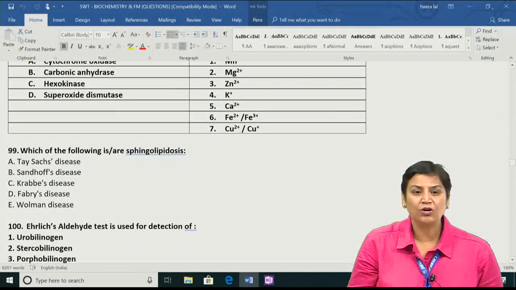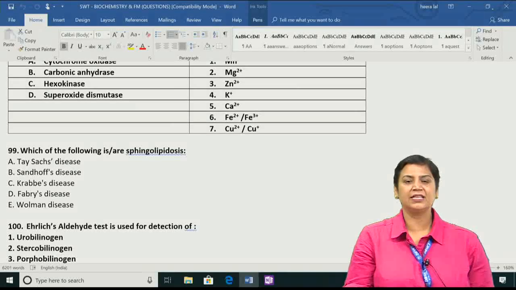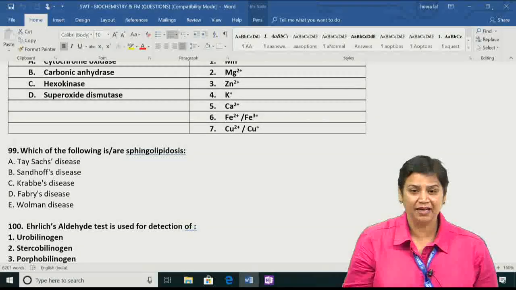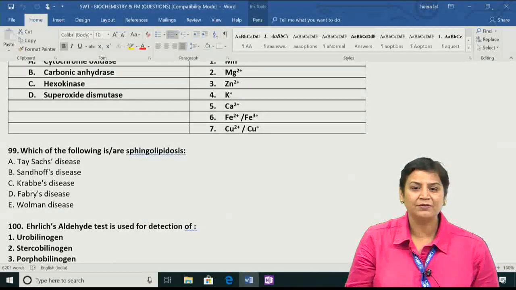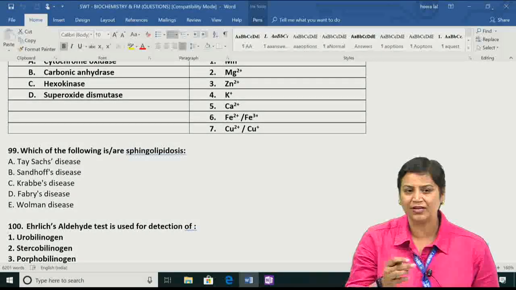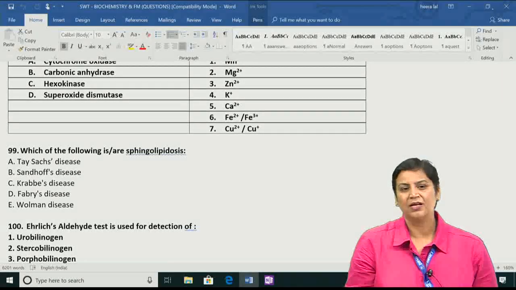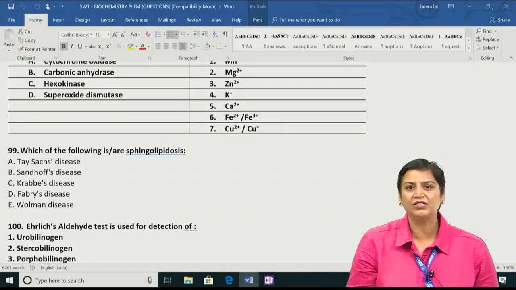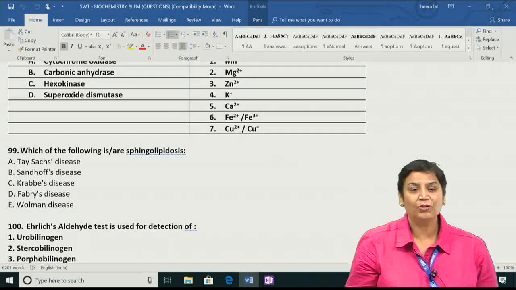Then question number 99, which of the following are sphingolipidoses? Now see, Tay-Sachs disease is caused due to hexosaminidase A. Sandhoff's disease, again a sphingolipidosis, hexosaminidase B. Krabbe disease, galactocerebrosidase. Fabry's disease, alpha-galactosidase, one is alpha, another is beta. Wolman's disease does not come under sphingolipidosis. Wolman's disease is due to the deficiency of the enzyme cholesterol ester hydrolase. So the answer to this question is E.